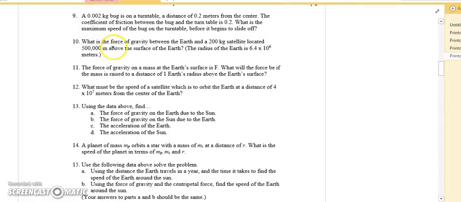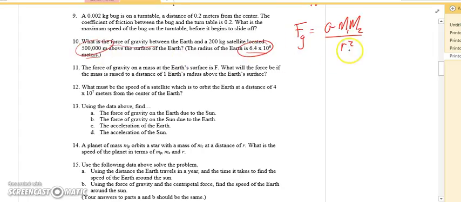For this problem here, it says, what is the force of gravity between the Earth and a 200 kilogram satellite located 500,000 meters above the surface of the Earth? The radius of the Earth is this here. You need to be careful with this one, because the equation for force of gravity is G m1 m2 over r squared. For this, the radius is going to be adding these two numbers up.